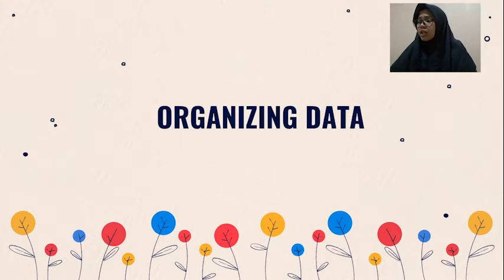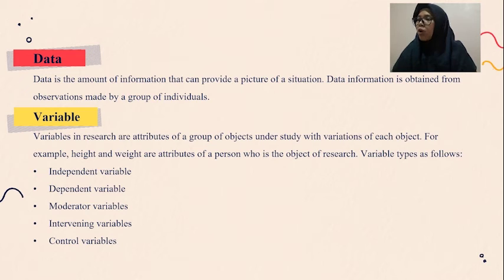And then organizing data. Data is the amount of information that can provide a picture of a situation. Data information is obtained from observations made on a group of individuals. And then variable. Variables in research are attributes of a group of objects under study, with variations for each object. For example, height and weight are attributes of a person who is the object of research. Variable types are as follows: independent variable, dependent variable, moderator variables, intervening variables, and control variables.